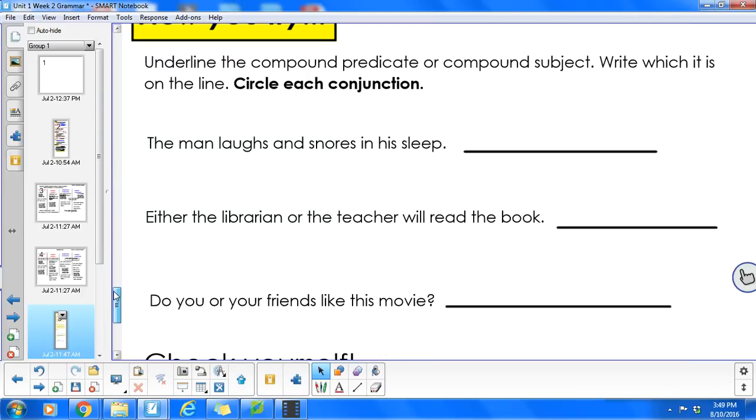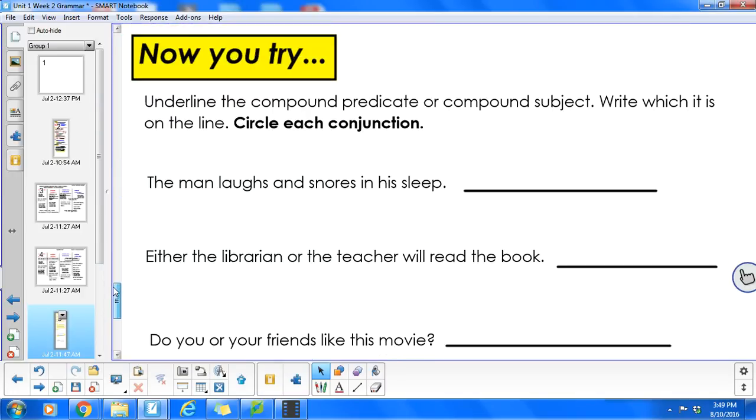So why don't you try some? Underline the compound predicate or compound subject, and then write which one it is, and circle each conjunction. Watch out for that when you do your own assignment. A lot of kids tend to forget that part. So here, I check out, I see that the man, it's about the man, and he's laughing and snoring in his sleep.